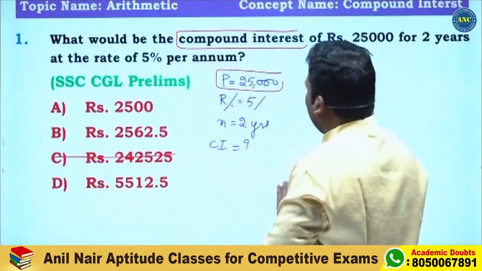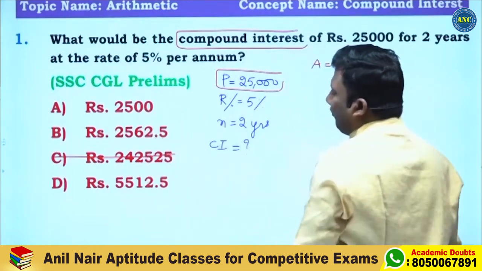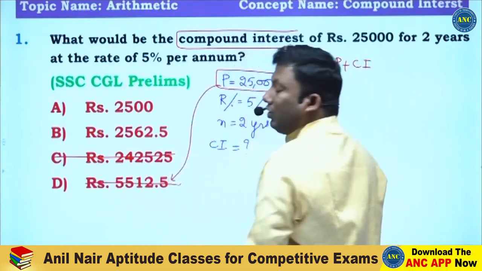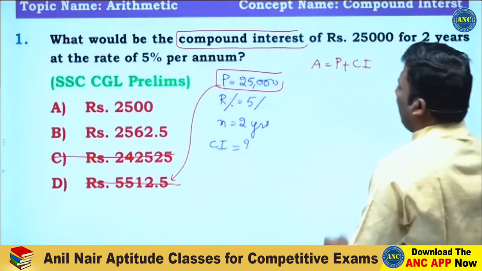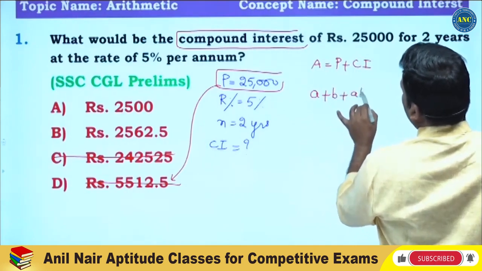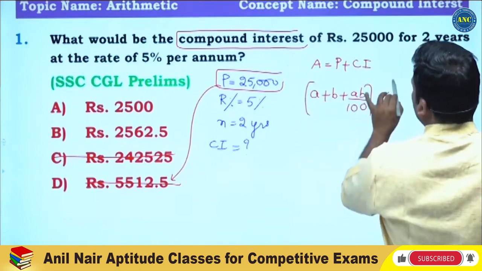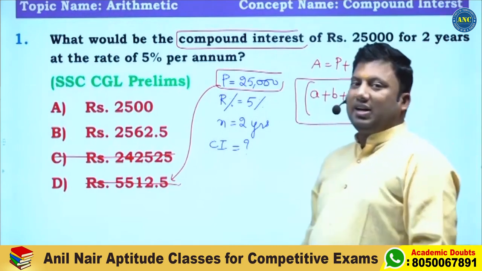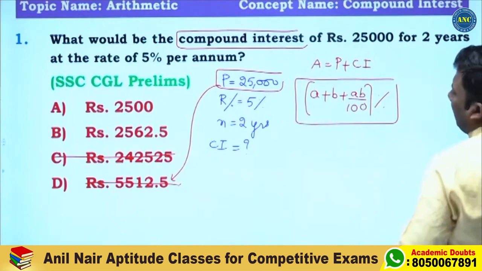So now if you observe here, 2,500, 2,562 and 5,512. 5,512 is double this value. Double this value, you will not get it. Why? Because successive change states that it is A plus B plus AB by 100 percent. If the first year rate of interest is A%, second year it is B%, overall percentage is A plus B plus AB by 100.